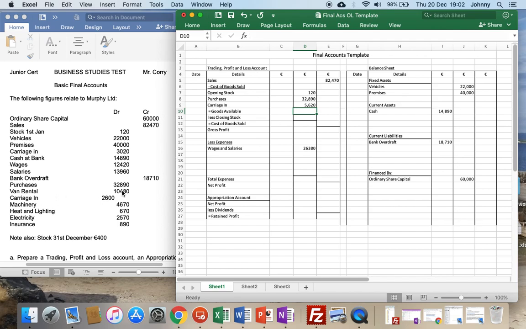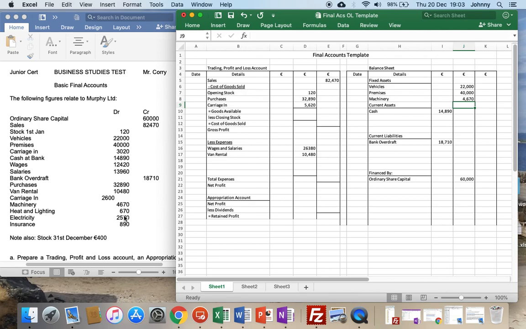Van rental. So that's something that we pay for maybe on a regular basis. So we don't own the van, we rent it. So that's an expense. And it's 10,480. Then we've got carriage in, we've dealt with there. Machinery, 4670. So that's something we have that lasts a long time. And it's 4670.